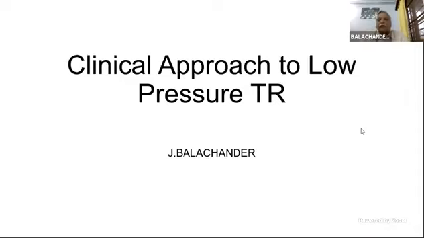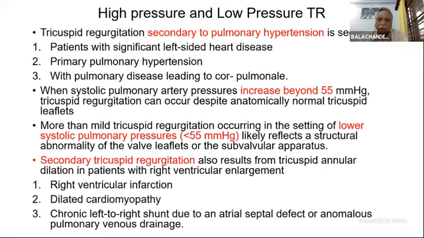So let's talk about this clinical approach to low pressure TR. Can I have the next slide, please? In the examination, the student is always asked definitions. Supposing I ask you to define a low pressure TR, what do you exactly mean by a low pressure TR? Now, you know that the usual TR which occurs is secondary to pulmonary hypertension. So the answer to this is a more than mild tricuspid regurgitation occurring in the setting of lower systolic pulmonary pressures. And how much is the pulmonary artery pressure? It is defined as less than 55 in most of the series. And that is low pressure TR.